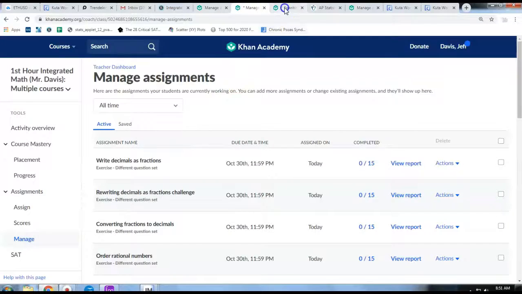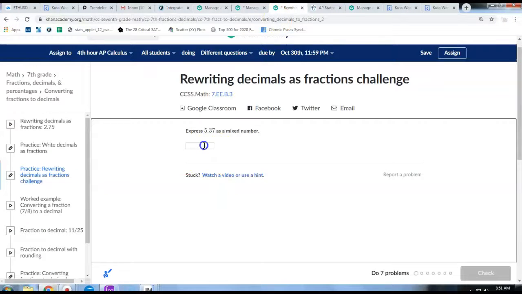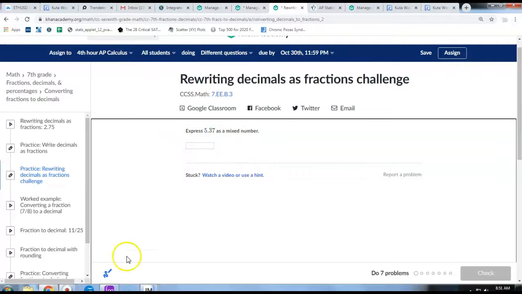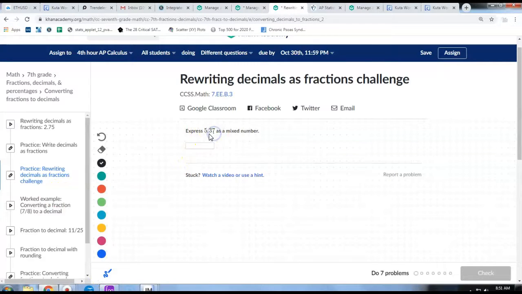I don't know if I even gave you this yet. Rewriting decimals as fractions challenge. All right, same idea. Your last decimal here is in the hundredths spot. So I put that whole thing over 100 and go 537 over 100. But hold on. That is an improper fraction. Ooh. All right. So we have to go, okay.